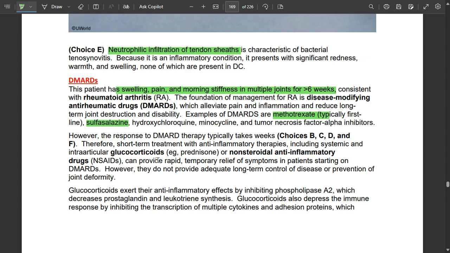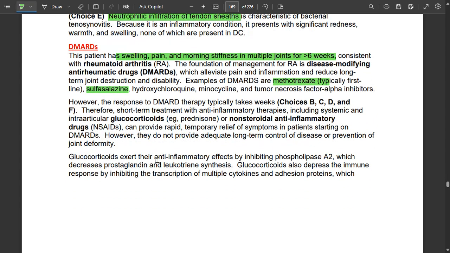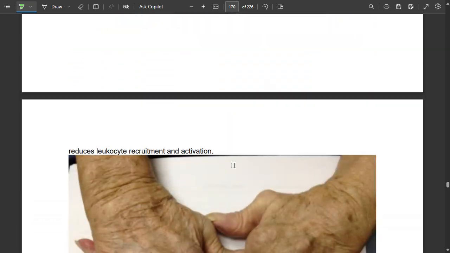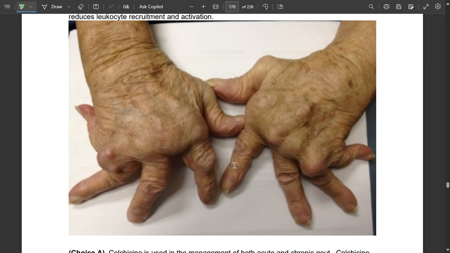Glucocorticoids have an anti-inflammatory effect by inhibiting phospholipase A2, which decreases prostaglandin and leukotriene synthesis. So glucocorticoids can also depress the immune response by inhibiting the transcription of multiple cytokines and adhesion proteins, which reduces leukocyte activation and recruitment.